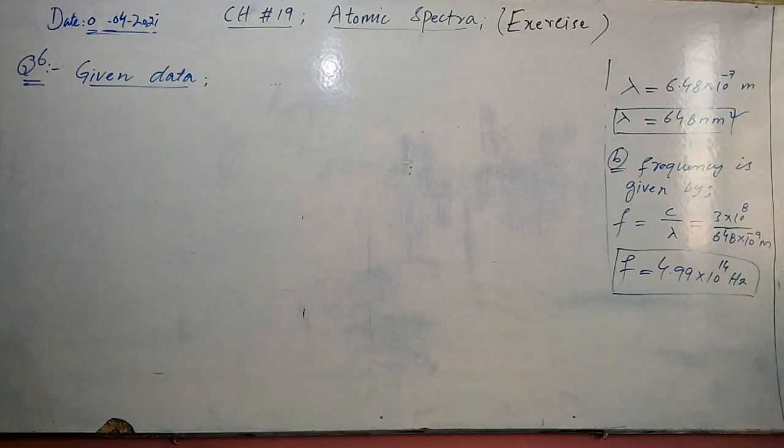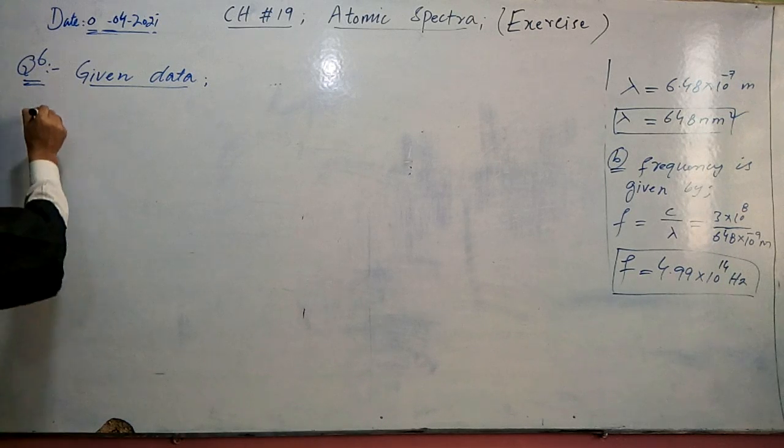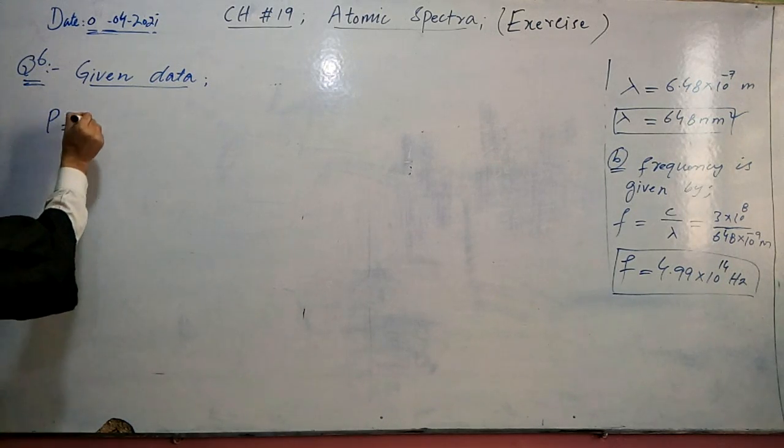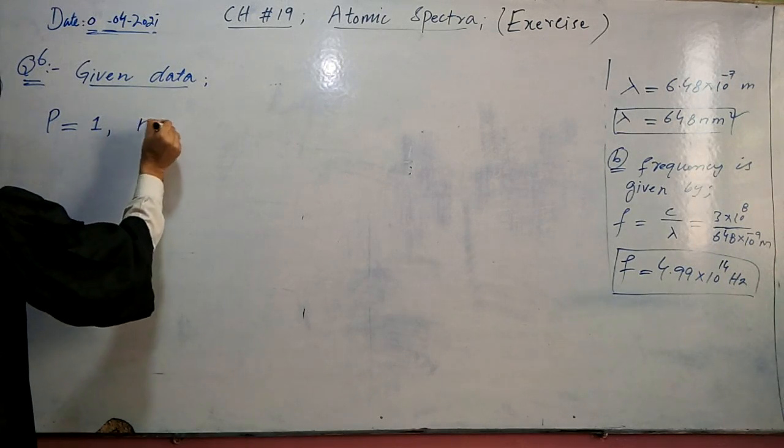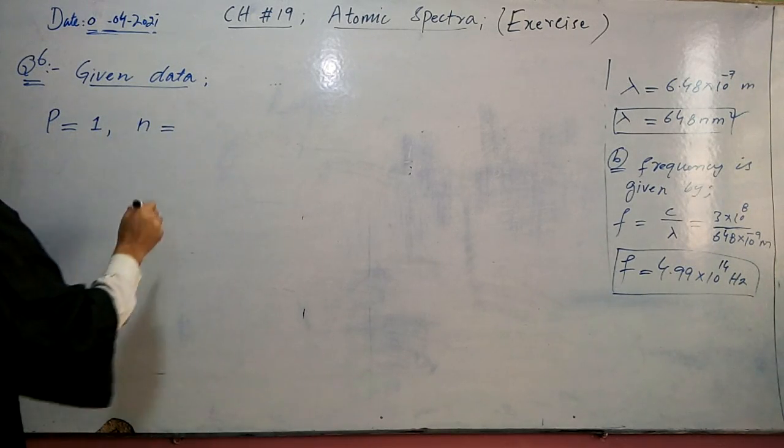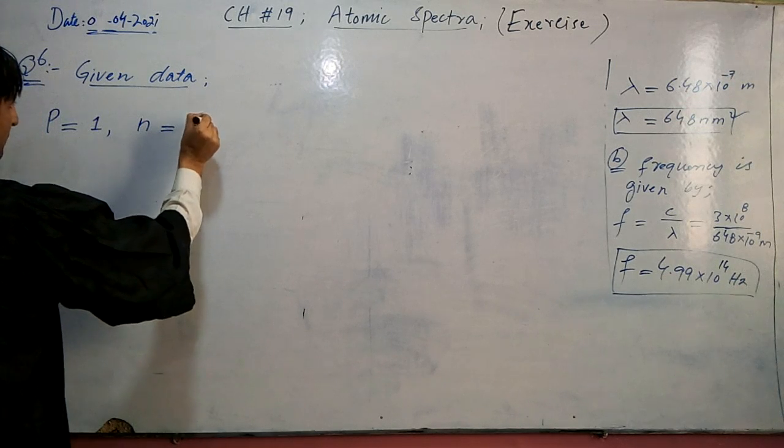Find the longest wavelength of light capable of ionizing a hydrogen atom. How much energy is needed to ionize a hydrogen atom? So what is given? p equal to 1, n will be infinity. Here the first orbit is represented by p, and we consider the orbit from which the transition occurs. It's infinite.